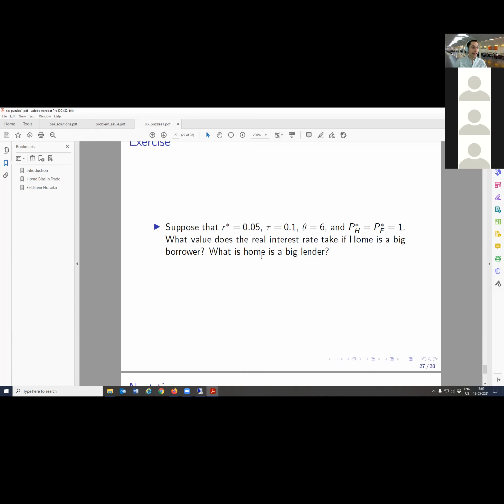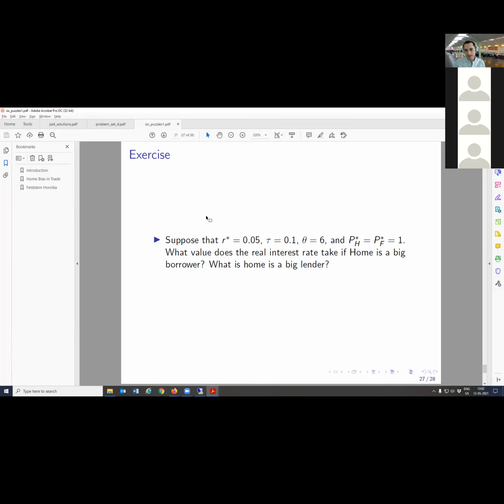And when it wants to lend, it faces a low real interest rate. The idea is that when you're borrowing, then you're importing more than you're exporting, so you're a net importer. When you're saving, then you're a net exporter. And because of the way that trade costs work, it pushes prices in the wrong direction for you, basically. Okay, so what this question says is, let's take a concrete example.